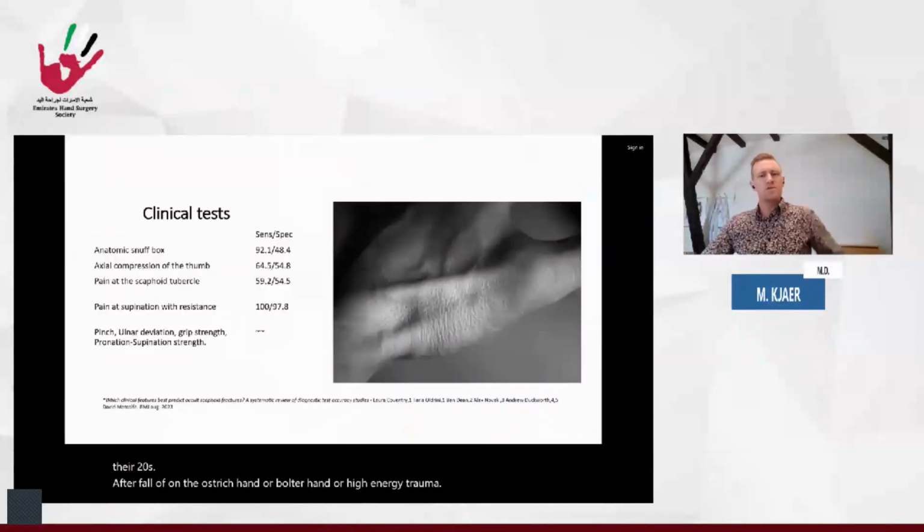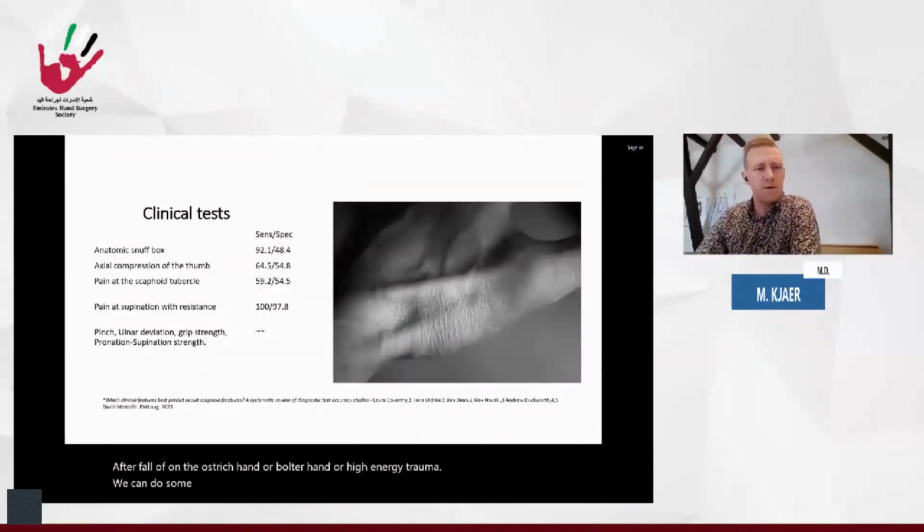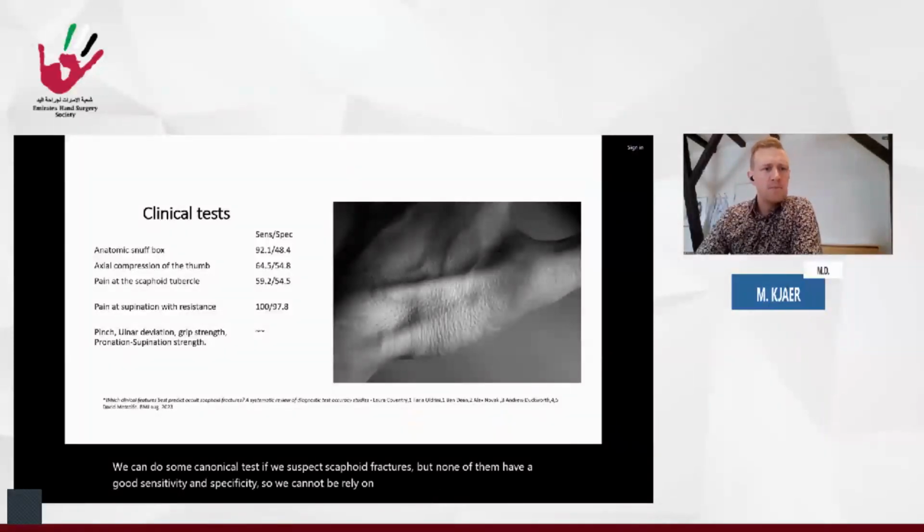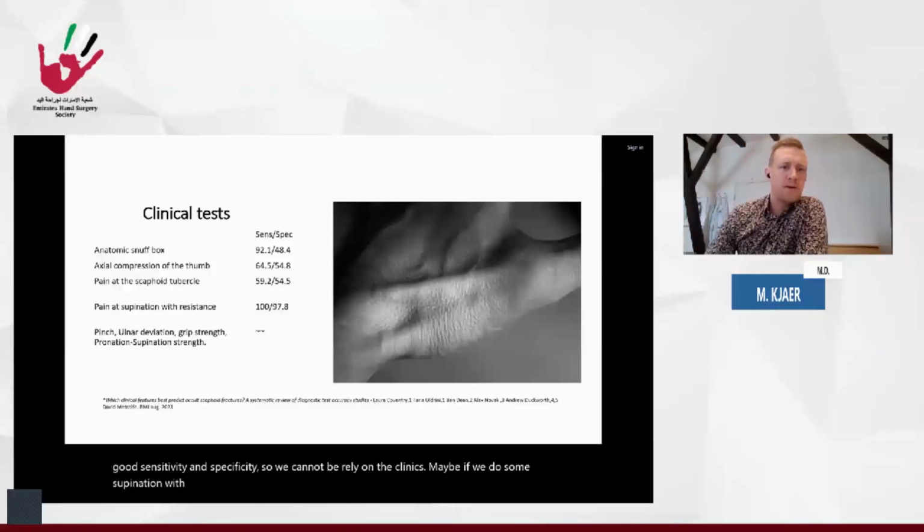We can do some clinical tests if we suspect scaphoid fractures, but none of them have good sensitivity and specificity, so we cannot rely on the clinics. Maybe if we do some supination with restrictions, we can increase our sensitivity and specificity, but I suppose if a patient has a distal radius fracture, the patient will have pain as well with this test.